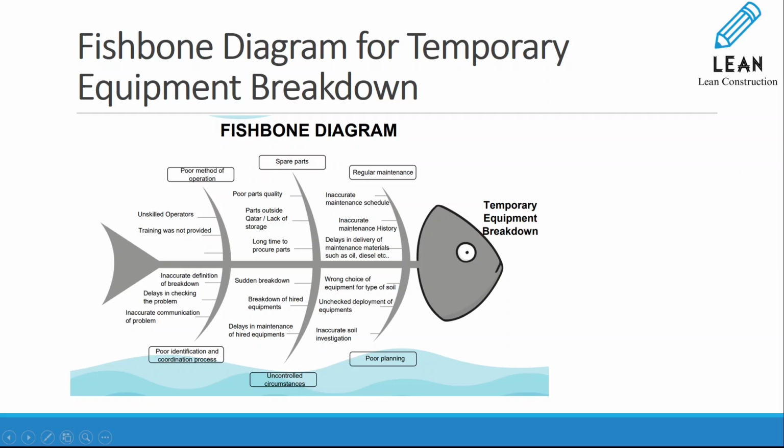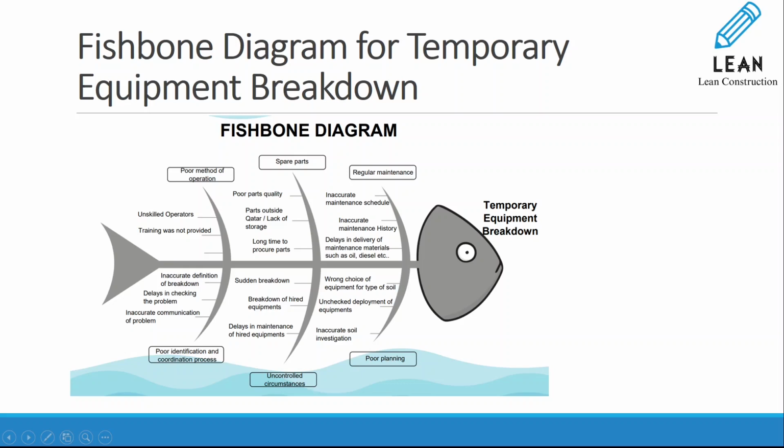The fishbone diagram is a tool that visually represents different categories of potential causes. In the case of temporary equipment breakdown, we will start with the category of equipment and then add branches for each of the potential causes listed above. For the regular maintenance branch, we might identify sub-causes such as inaccurate maintenance schedule, inaccurate maintenance history, and delays in delivery of maintenance materials such as oil and spare parts.